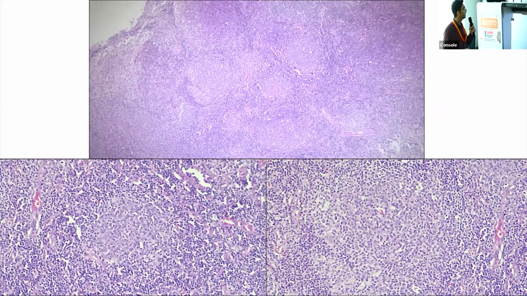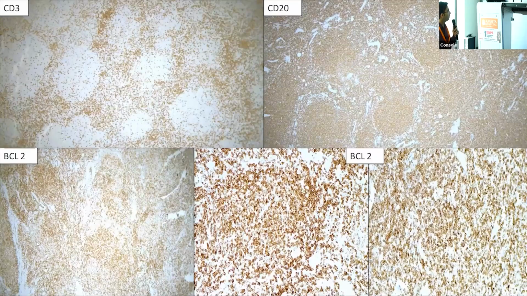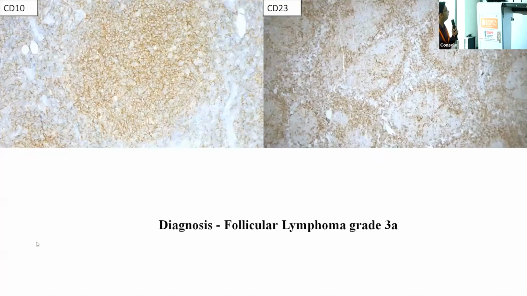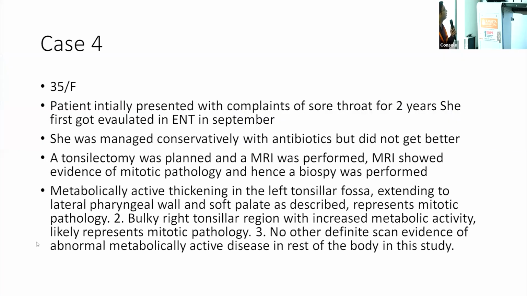Here we can see the follicles are arranged back to back, and they are positive for BCL2. So this was a case of follicular lymphoma. This is CD23 highlighting the antigen dendritic meshwork, and CD10, the spillage of CD10 positive cells outside the follicles.